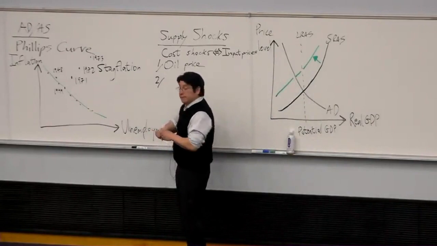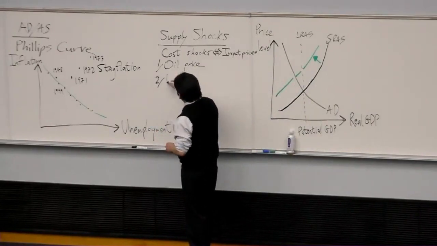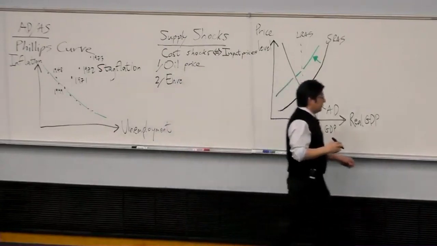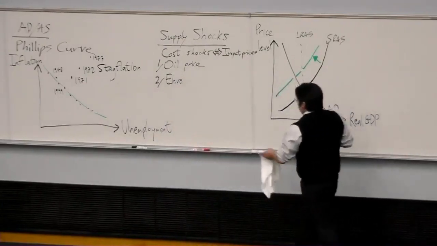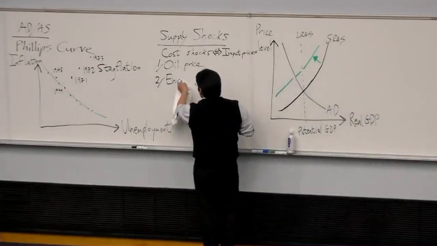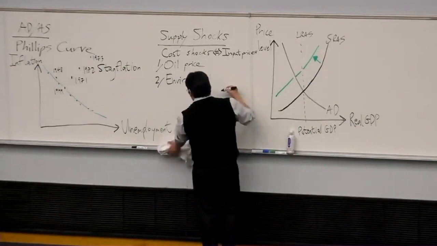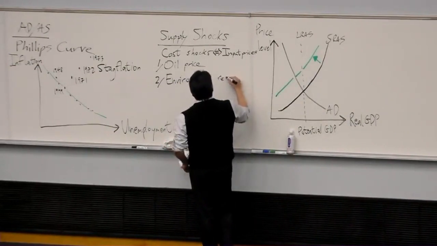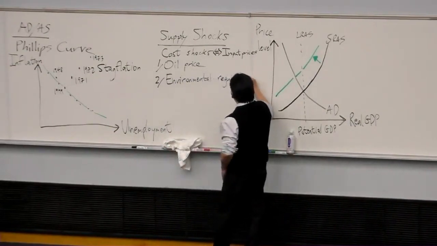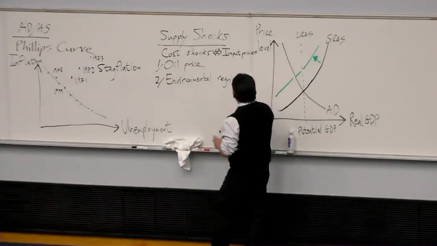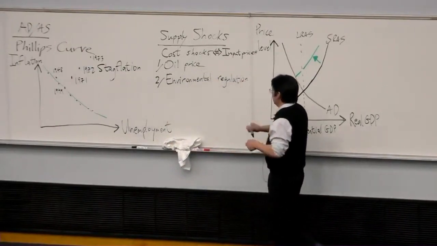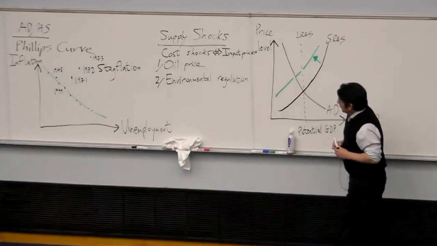So, to sum up, I'm just going to write environmental regulation here, because that's the specific case that we're talking about. But I suppose it's conceivable that other forms of regulation could also increase the cost of doing business. Is that spelled correctly? Yes.